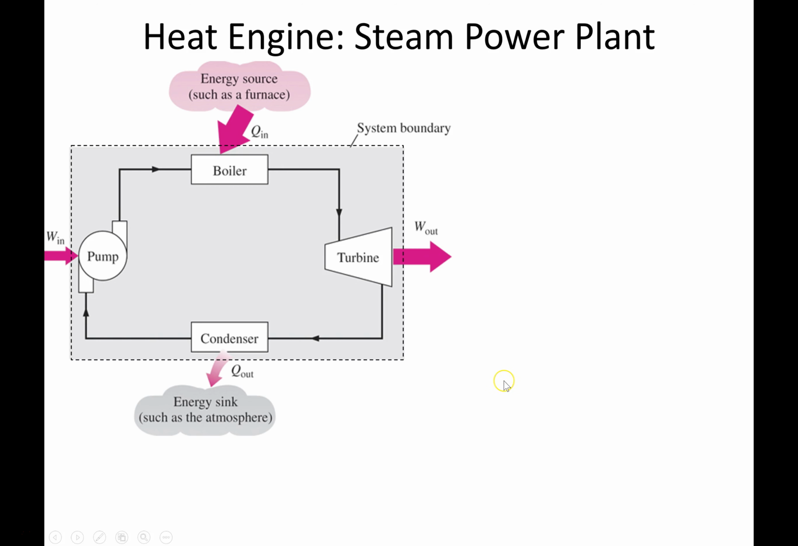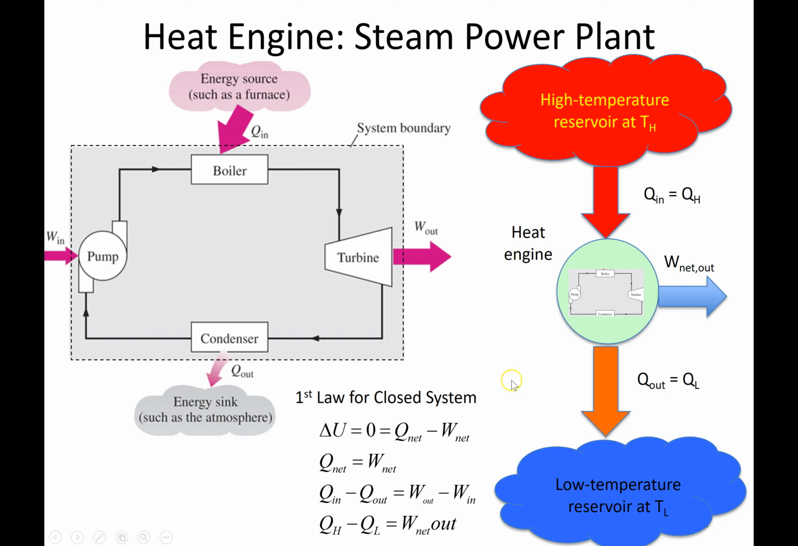So basically, what we have, again, for a heat engine, I'm not sure if that got recorded, but I'll do it again. So we have a high temperature reservoir, goes into the heat engine. We have net work out, and some of the heat goes to the sink. So when we do the energy balance on the heat engine, we have QH minus QL equals the net work out.